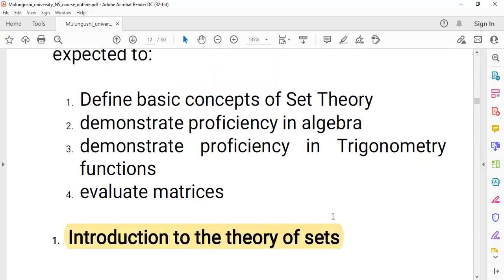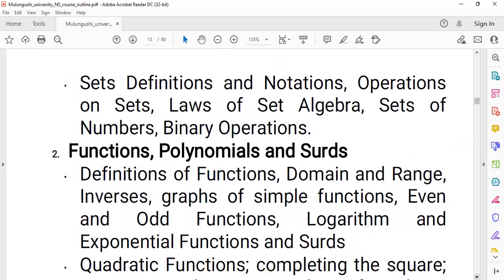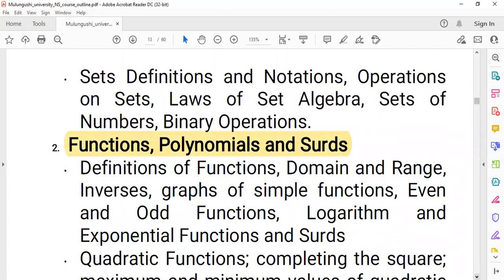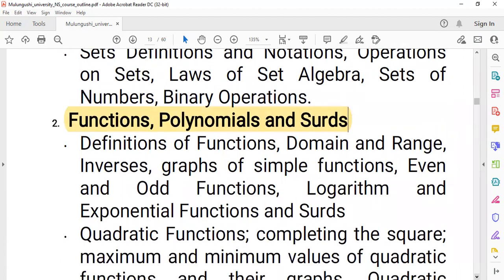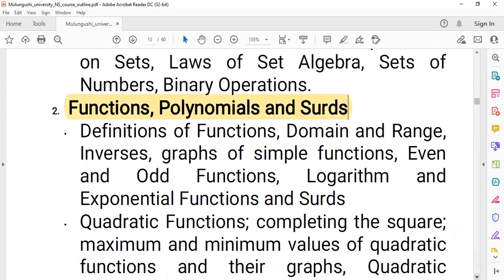These sets are broader, a continuation of the sets you did at junior and senior secondary. So: definition of sets, notation, operations on sets, laws of algebra of sets, sets of numbers and binary operations. And from there, I'm going to move to functions and polynomials. From here we're going to start getting broad. Mathematics is simply a build-up, so whatever you did in your secondary school, don't drop that knowledge here. We'll just be explaining those things.